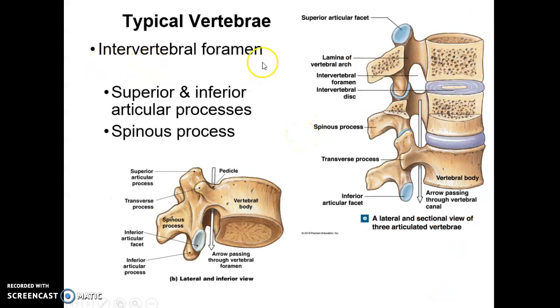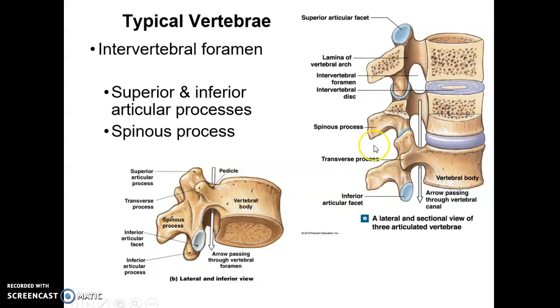So the intervertebral foramen is an opening between vertebrae. So if you have, in this situation, 3 vertebrae in articulation stacked on top of each other, this opening between articulating or joining vertebrae, that is the intervertebral foramen. There's another one here, there'll be another one up there, another one down there. So what leaves the vertebral foramen is the spinal nerves.